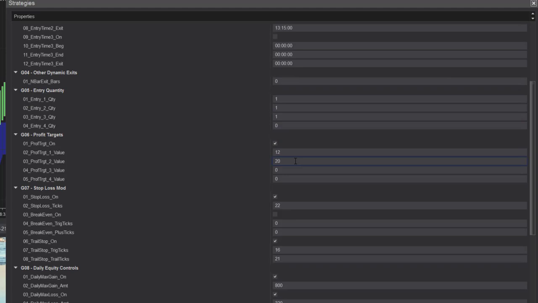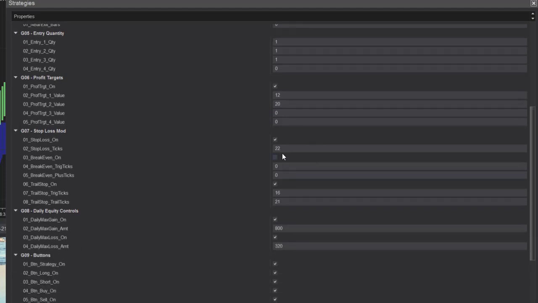And then this day we went with 12 and 20 profit targets. And the third one's a runner. You leave that at 0. So the first contract's going to get 12 tick profit. Second one 20. And then the runner will run the full trend and exit when the trend changes or it hits its profit goal.